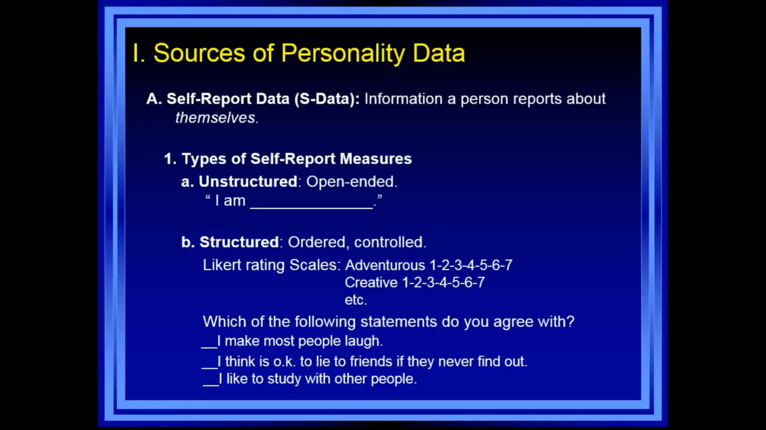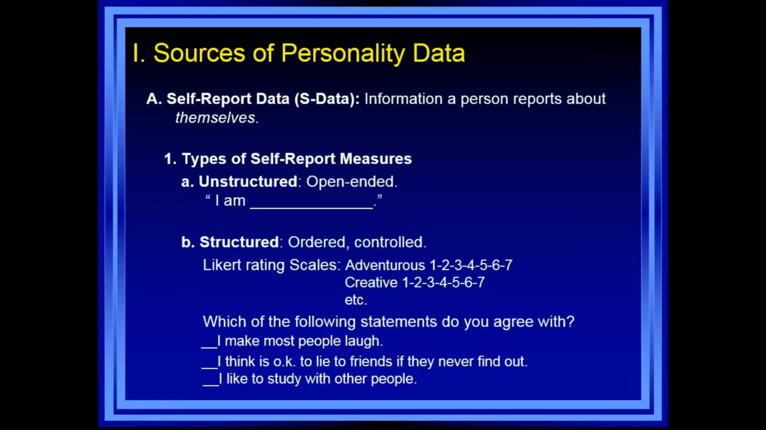And some of the different forms. Let's look at little a on your outline, unstructured. Unstructured simply means open-ended. You give the person leeway to fill something in, like the example you had at the beginning, "I am blank." That's actually called a 20 statements test. That's a very popular, open-ended, unstructured personality assessment tool, and I'd like you to remember that because it really is a very common one. I am blank. It's called the 20 statements test, and it is an unstructured example of S data.